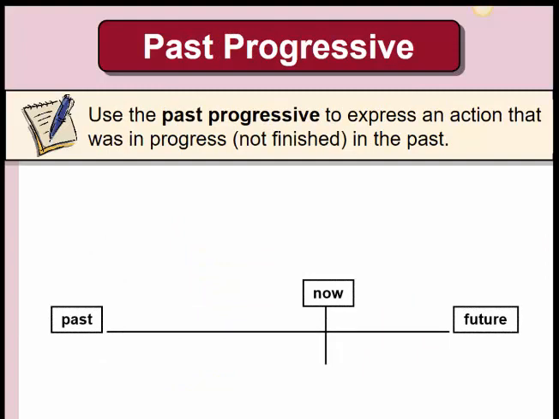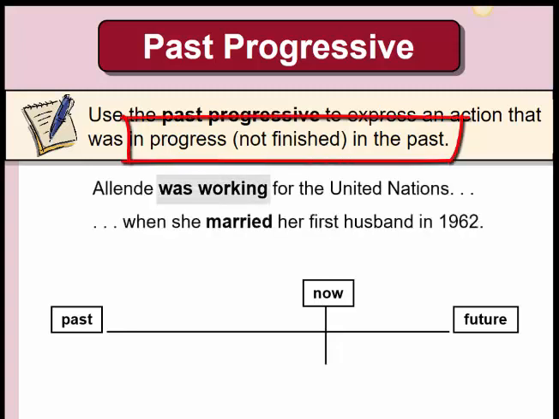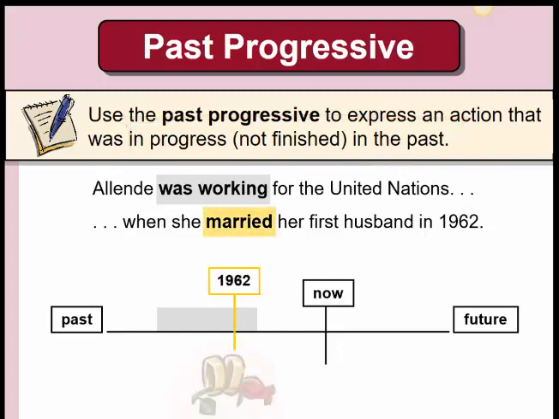Past progressive, or past continuous, is used to express an action that was in progress but not finished. In general, we use it to give context to a simple past action. For example, Allende was working for the United Nations when she married her first husband. In general, we use it in stories or when we want to give a context to some other action.